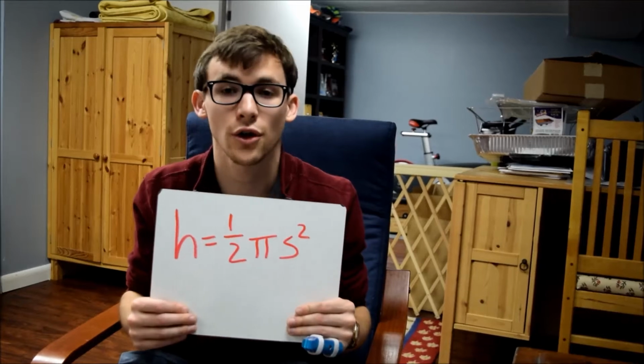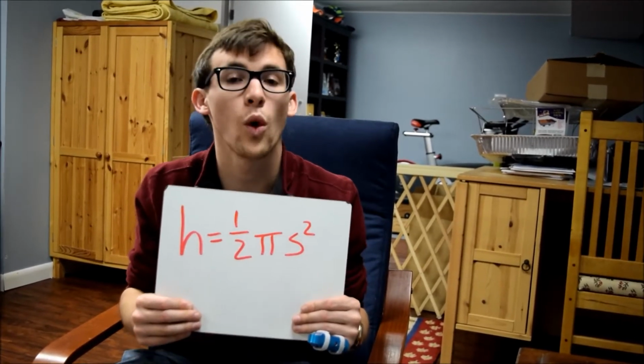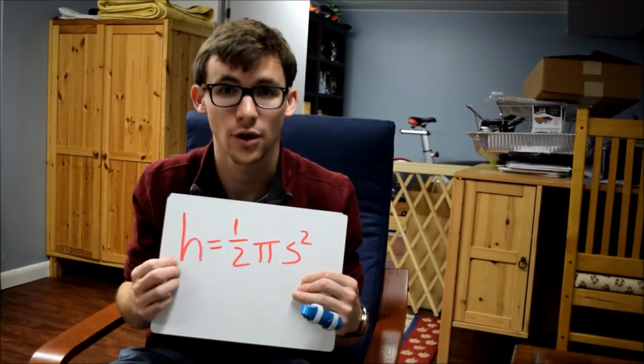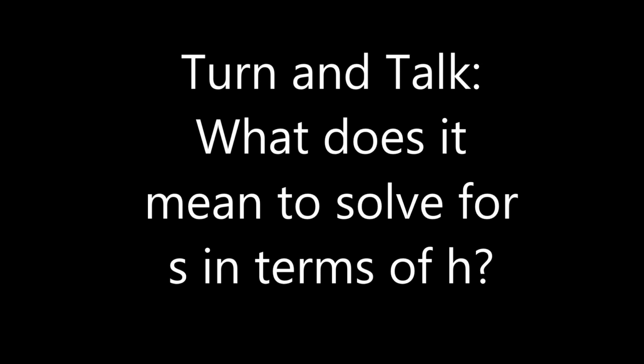When I say go, turn and talk with a partner for 25 seconds. What does it mean to rewrite this equation for s in terms of h? Go. And come back together in 3, 2, 1, time.